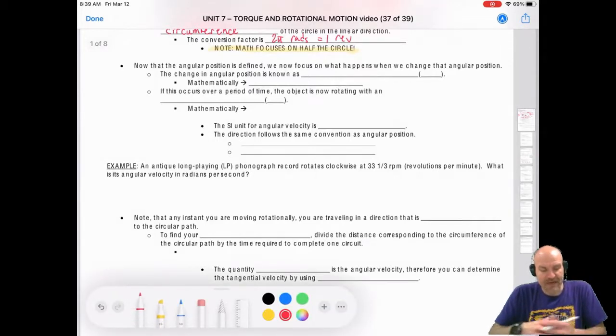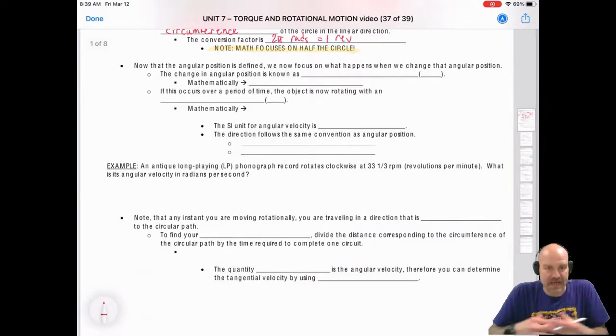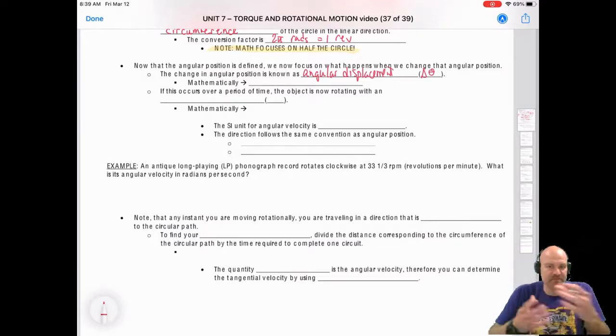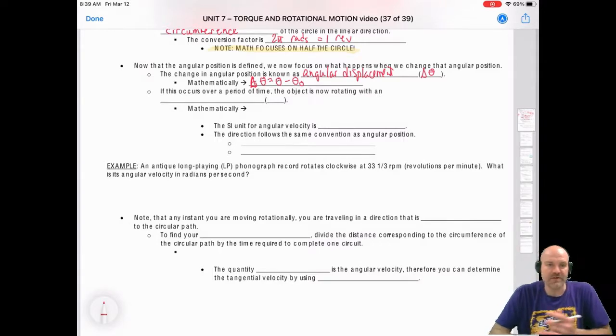Now that we've defined angular position, we can start focusing on what happens when we change that angular position. The change in angular position is known as angular displacement. All we really do is displacement becomes delta, so delta theta. Mathematically, delta theta equals theta final minus theta initial. Sorry, I said it backwards: final angular position minus initial angular position.